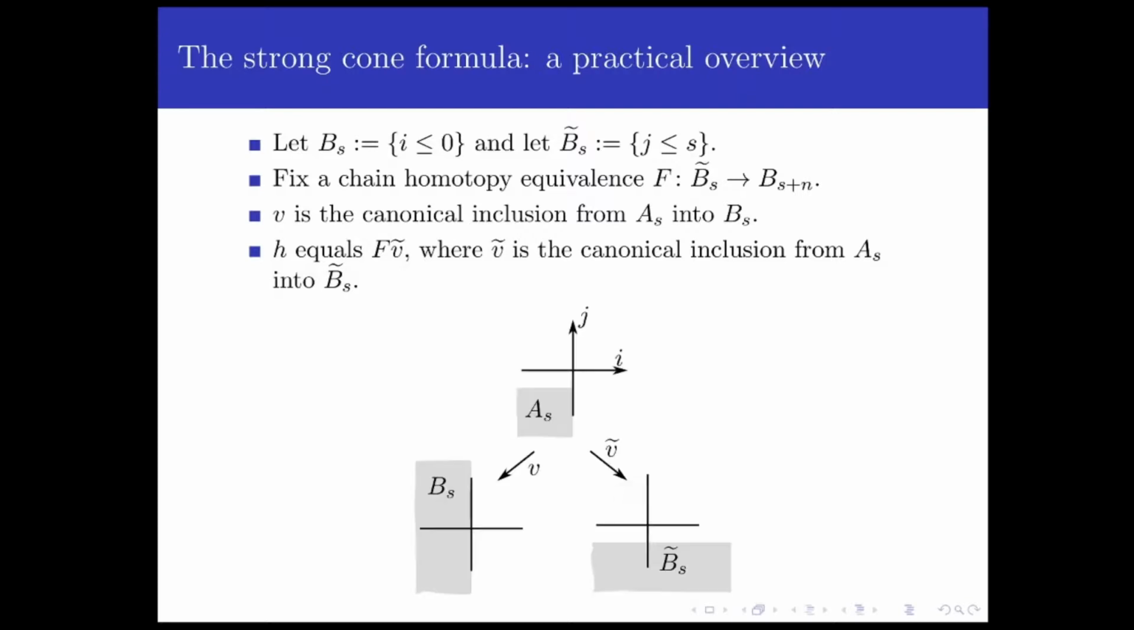But now we're going to investigate, here's a schematic. So we have AS. AS is kind of this quadrant where the vertical direction is, let's say, less than or equal to S. And there's an inclusion into BS and also an inclusion into BS tilde. Okay, and so now we're going to talk about how to construct H and iota B.